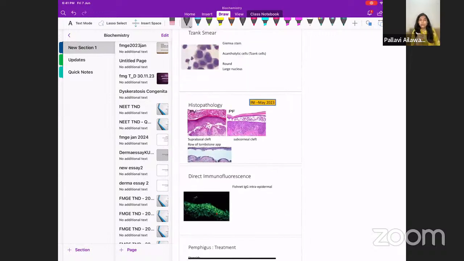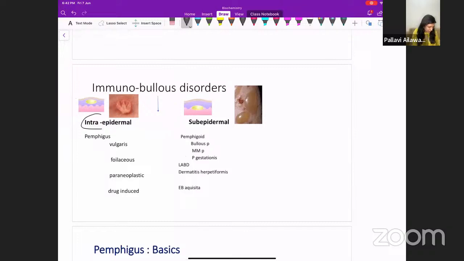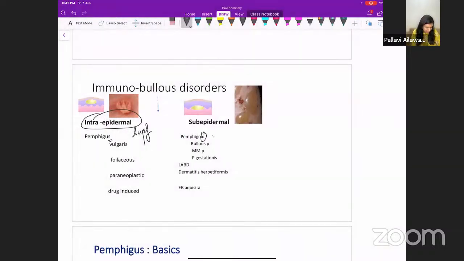See, when we talk about pemphigus, pemphigus has the word S in the end, which means superficial. So in pemphigus, what we get is superficial bullae. We get intraepidermal superficial bullae. This is pemphigus, while pemphigoid means deep. We have deep bullae here, which are subepidermal.